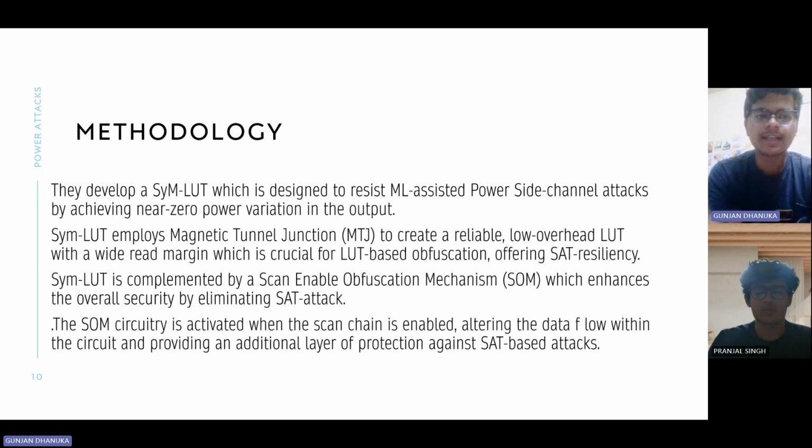To achieve this, SYM-LUT employs a magnetic tunnel junction (MTJ) to create a reliable low overhead LUT, which is a lookup table, with a wide read margin, which is very crucial for LUT-based obfuscation. So at the lookup table level, the outputs are obfuscated, which means the outputs are not clear enough for any attacker to draw any conclusions. This SYM-LUT is also complemented by a scan-enable obfuscation mechanism, or SOM, which enhances the overall security, hence providing a multi-layered defense for ML-assisted attacks.